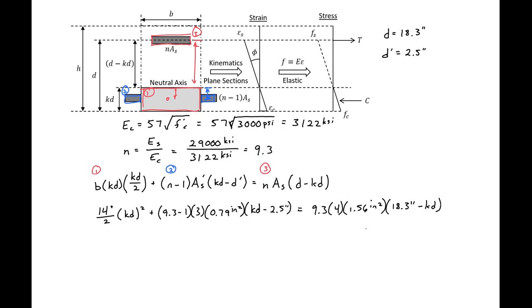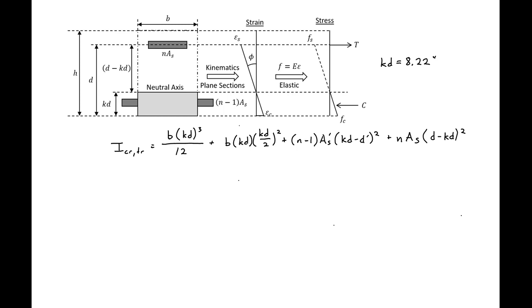So we can see that this is going to be a quadratic, so I'm going to simplify things in terms of a quadratic. We'll have 7 kd squared plus 77.7 times kd, and then minus 1,111.2, and this is equal to 0. And we can solve this, and we'll find our kd is equal to 8.22 inches.